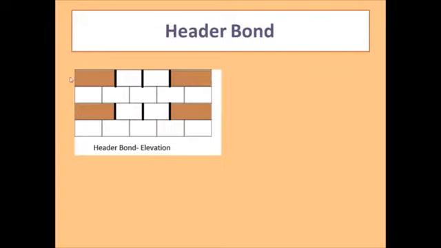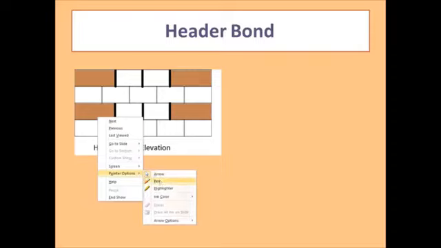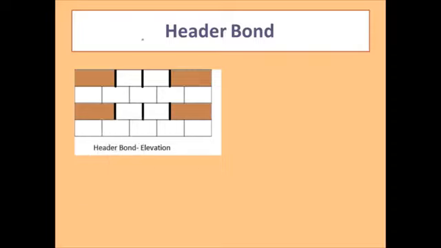Header bond. In case of the header bond, we should completely place the headers. So whatever the first course is, that must completely consist of the headers. So the second one is the header bond here. If you see the elevation of the wall, it completely consists of the headers only. So all headers will be here.